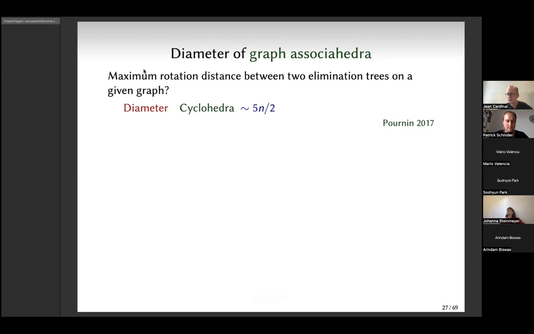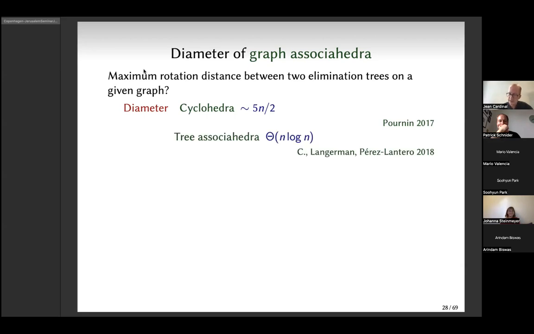Okay, so there are special cases that have been looked at. Lionel did this work on the diameter of the regular associahedron. He also looked at cyclohedra. I haven't mentioned this yet: cyclohedra are associahedra of cycles. If the graph is a cycle, you call it a cyclohedron. It also has a characterization as the polytope associated with some symmetric triangulations of convex polygons. And he showed there that the diameter for an n-vertex cyclohedron was essentially 5n over 2. This is also a more recent work and also a not so obvious proof.